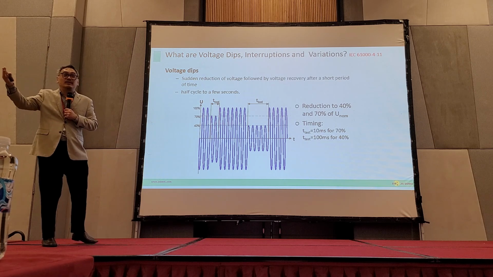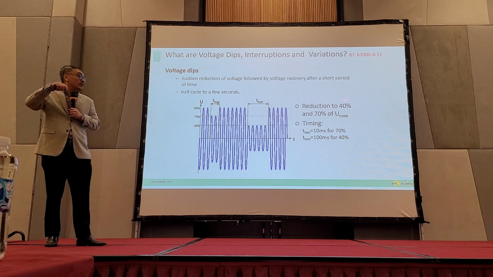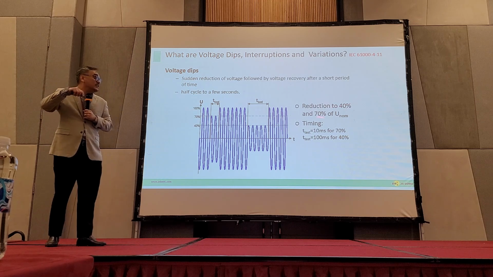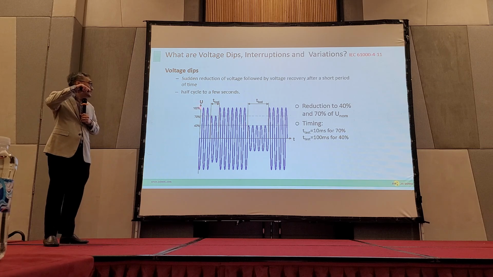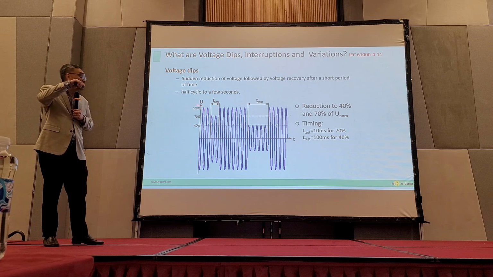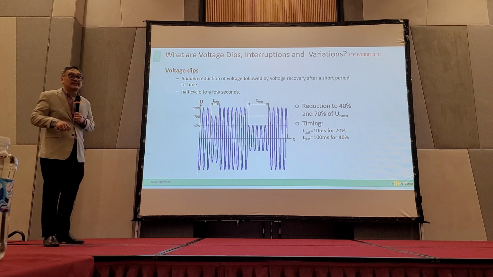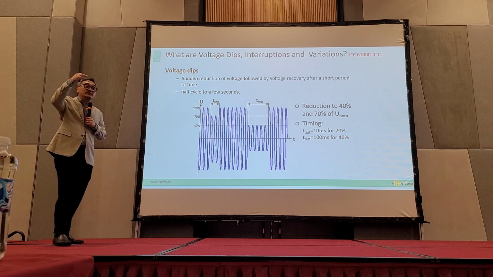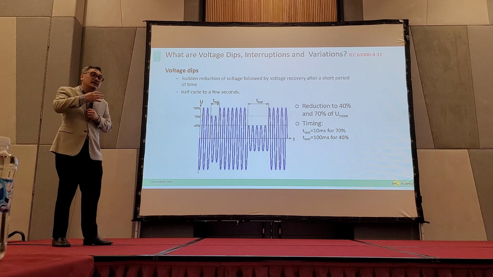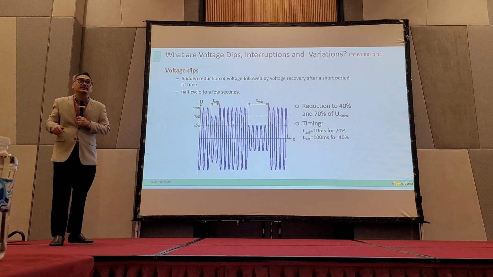So for example, by the standard, we want to test a drop of 40% and a drop of 70%. So we need to simulate the voltage dropping from 100% to 40% or to 70% for a short period. So we want to see whether the product still behaves normally or not during this test.